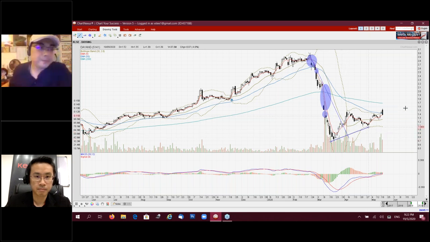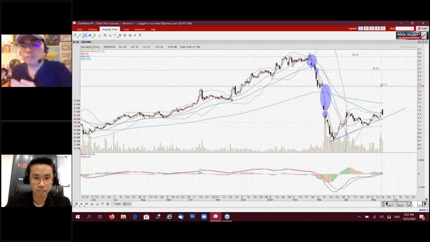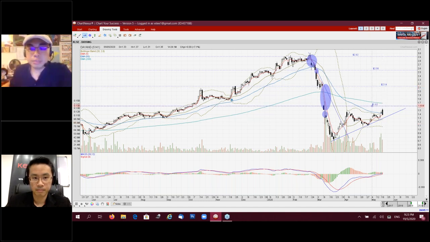Let's take a look here. This is the level that you can look at for your targets. Okay, this will be your target price. The most recent target price that you can actually aim for will be somewhere around there. This one, I'm not too worried about this level. Most likely it will be down here. Okay, here.